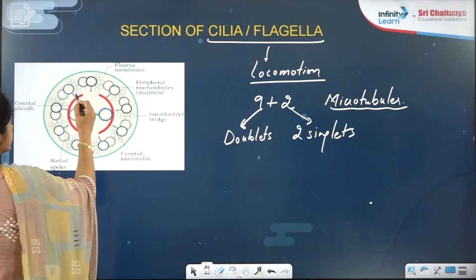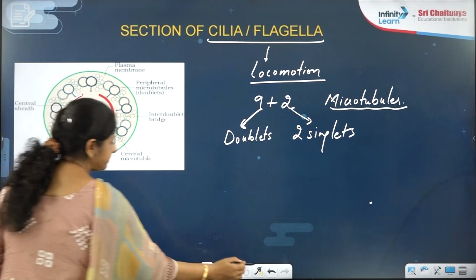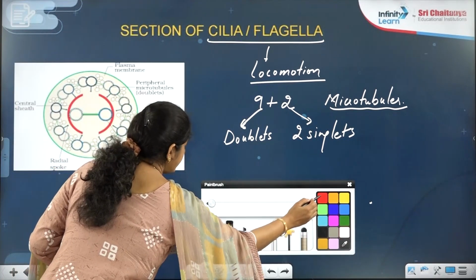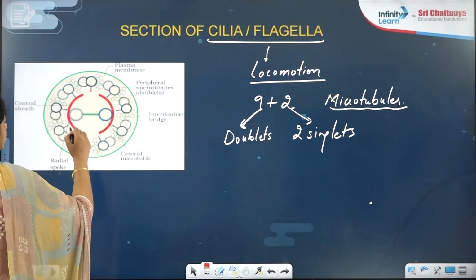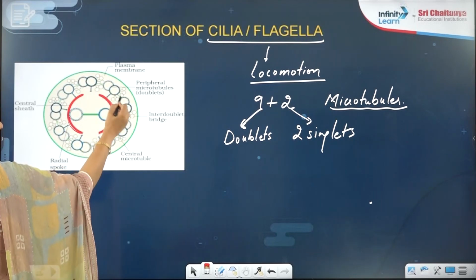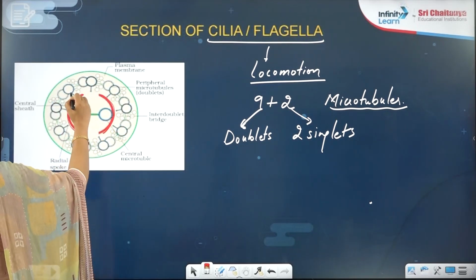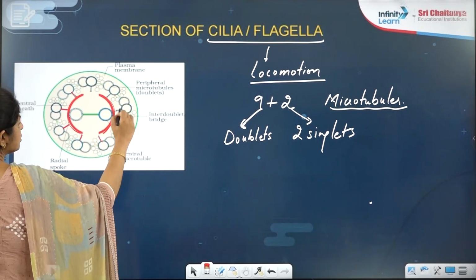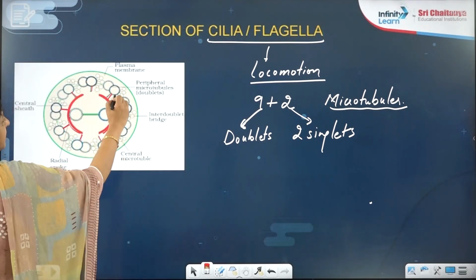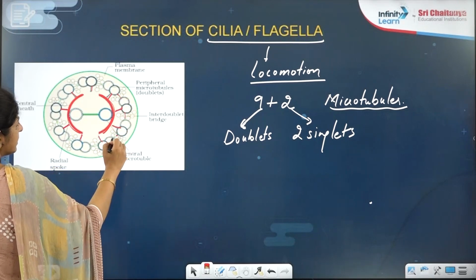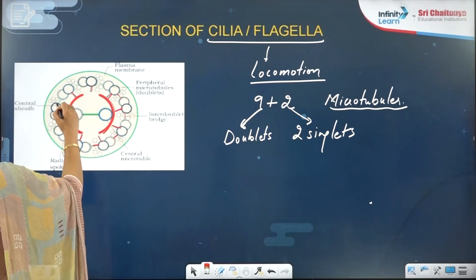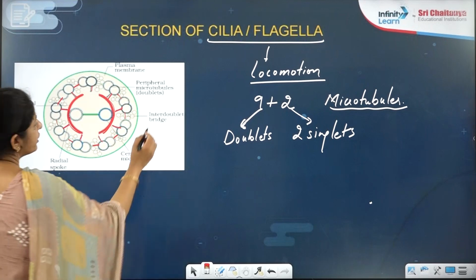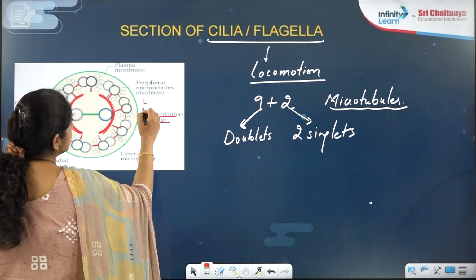The singlets are covered by this central sheath. And these 9 doublets, toward the periphery, are linked with this central sheath with the help of radial spokes. And doublets are linked with each other with the help of linkers, or you can say the inter-doublet bridge.